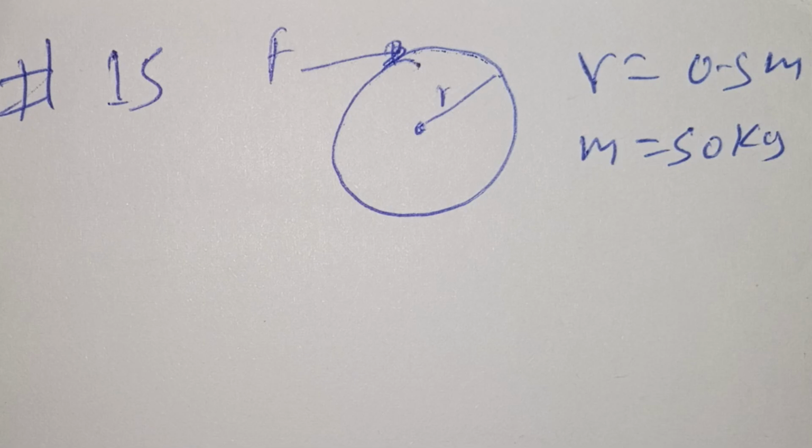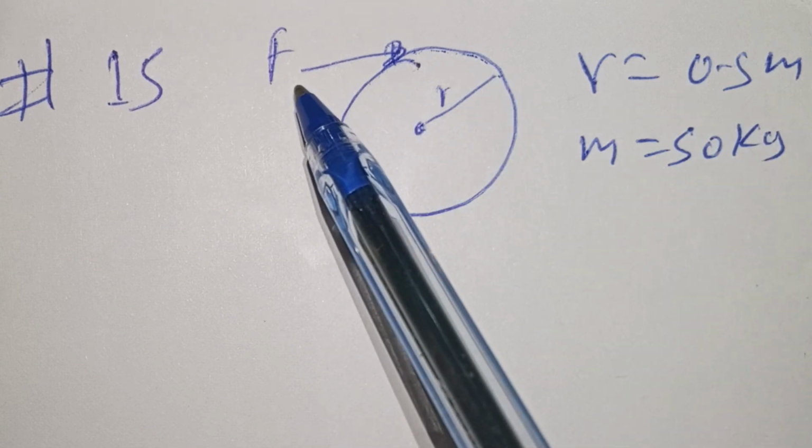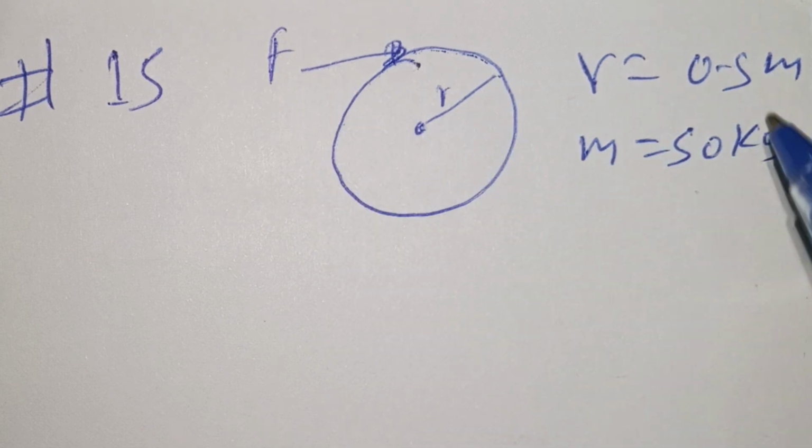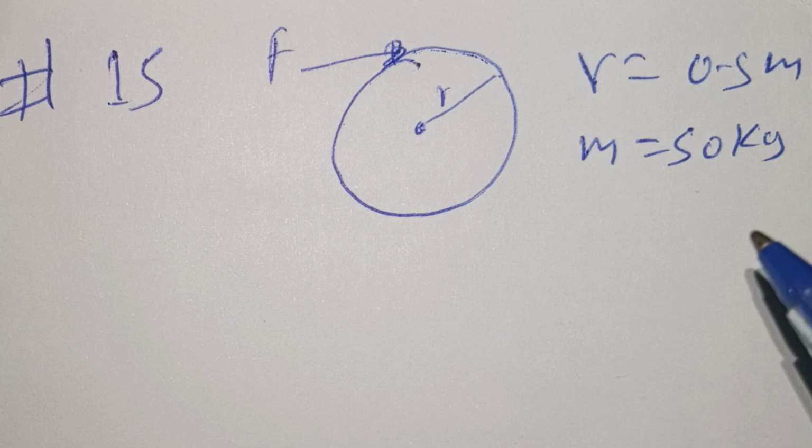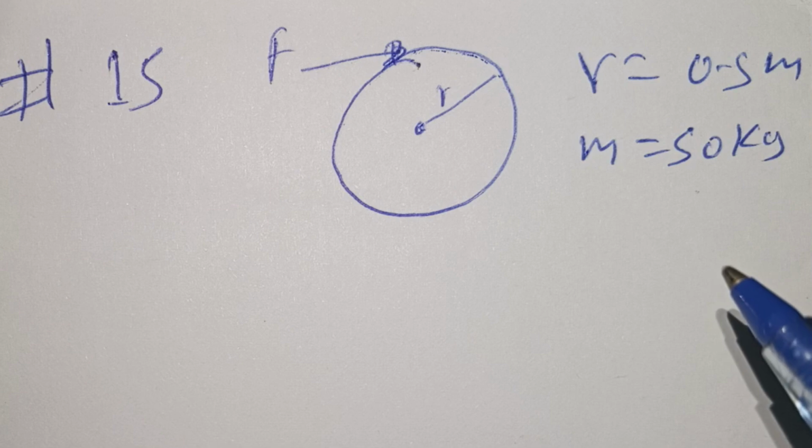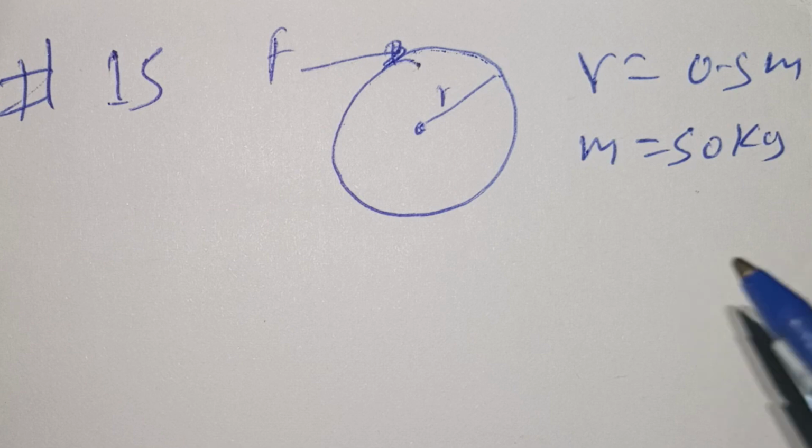Question number 15 says that a constant tangential force is applied on the rim of a uniform solid disc of mass 50 kg and radius 0.5 meter. So if the angular speed of the disc changes by 1 revolution per second within 2 seconds, what is the magnitude of the torque produced by the force?